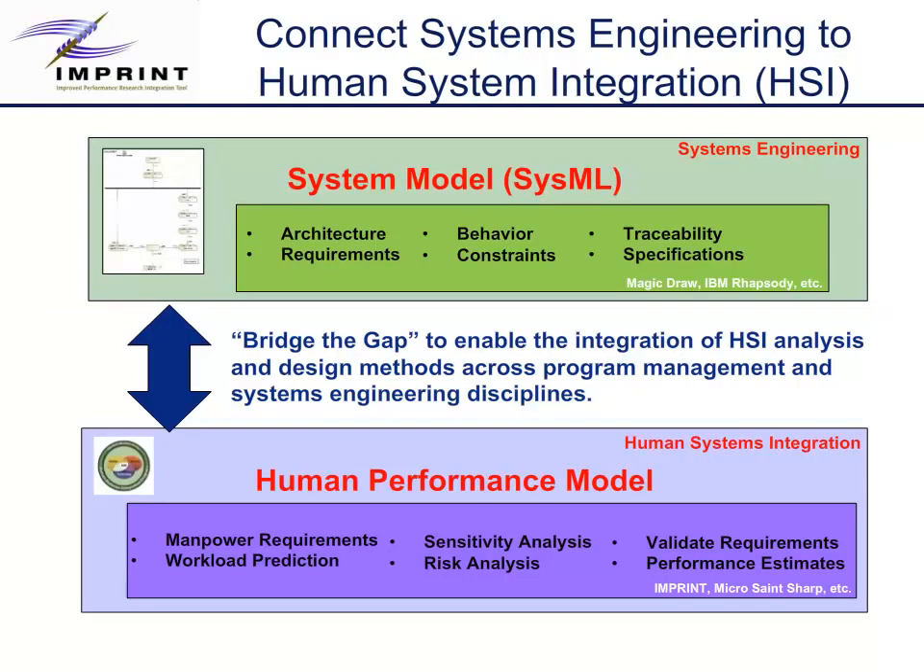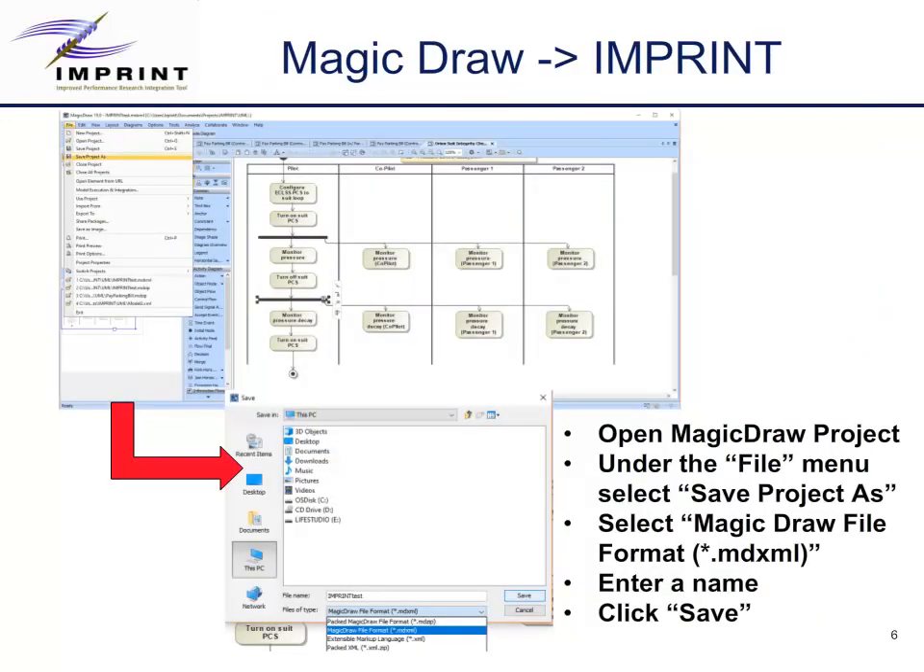System models like MagicDraw are good at setting requirements, defining architectures, and specifying behaviors and constraints. Human performance modeling tools like IMPRINT are good at predicting manpower requirements and workload. Allowing IMPRINT and MagicDraw to share data helps bridge the gap between these two tools and engineering specialties. MagicDraw activity diagrams can be opened in IMPRINT, or IMPRINT operational models can be imported into MagicDraw.